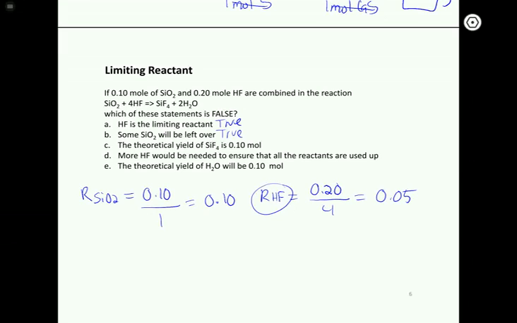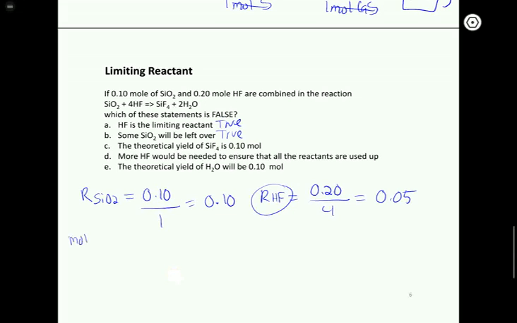And now for choice C, the theoretical yield of SiF4 is 0.10 mole. So let's just determine that. Okay, so HF is our limiting reactant, so we need to use that as our starting point. The moles of SiF4, silicon tetrafluoride, that form, we started with 0.20 moles of HF. So once we're doing these calculations now involving a limiting reactant, we don't use the stoichiometric ratio, we use that actual molar amount, 0.20 moles of HF, and then we just use stoichiometric ratios to figure out how many moles of SiF4 can form.